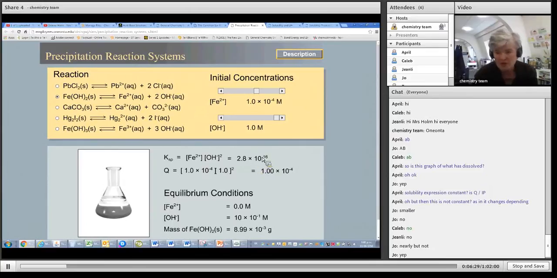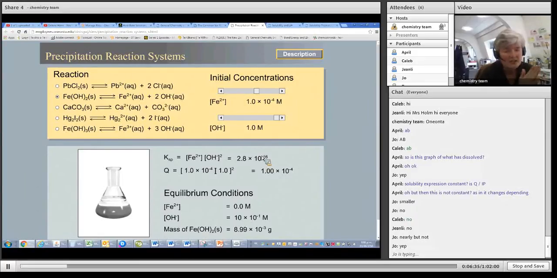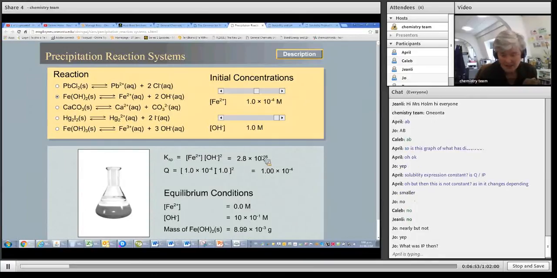So going back to your question, April, this is not a constant. The solubility product is a constant. It's a constant at a particular temperature. If you don't change the temperature, you only change the pressure or the concentration or whatever, that constant is constant. IP is that same expression, but it's not at equilibrium. So the only difference between the Ks and the IP, or the Q, which is the same as IP, is that this one is not at equilibrium, and this one up here is at equilibrium.